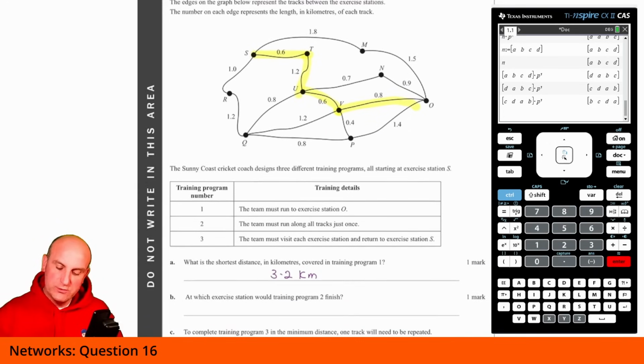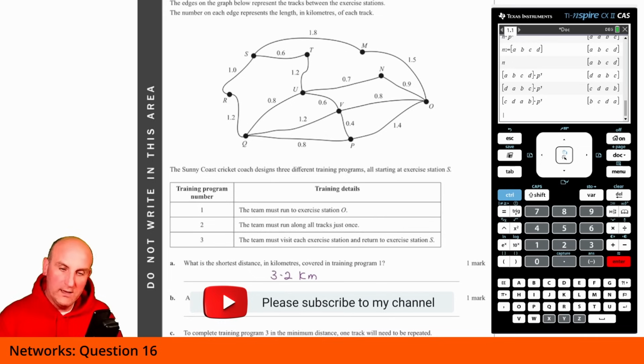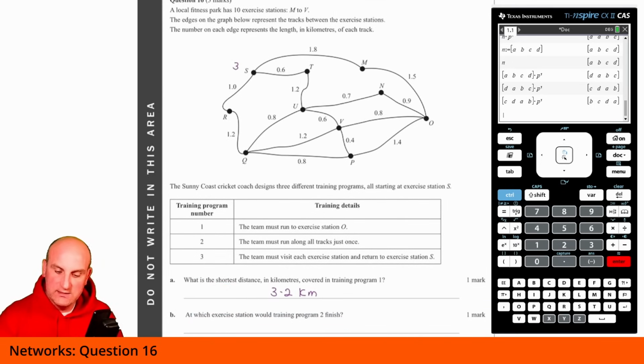Which exercise station would training program 2 finish? The team must run along all the tracks just once. Okay, well, in that situation, I've got something to do with Euler. My brain is going, Euler. And so what I'm going to do is I'm actually going to do all the degrees of each vertex, and that's 3, 2, 4, 3, 2, 4, 4, 4, and 2.